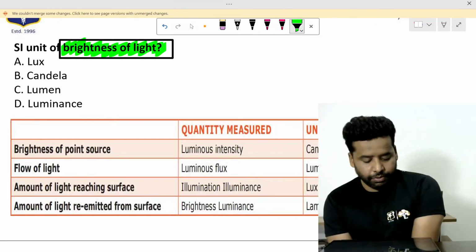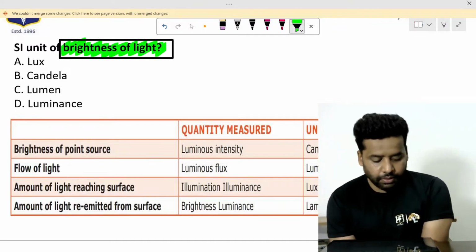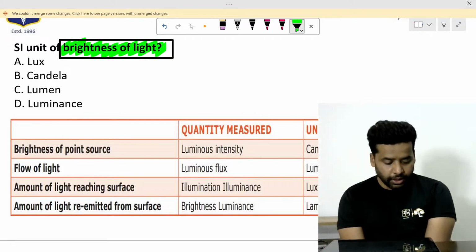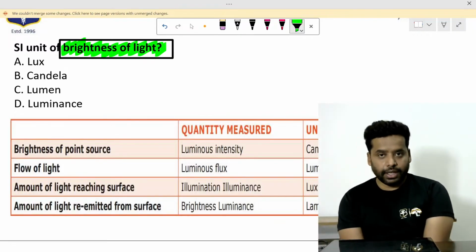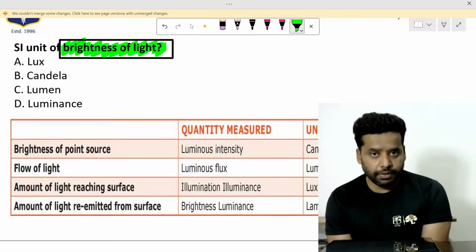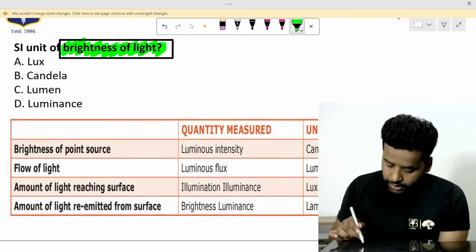So, brightness of a point source. Remember like this: when a candle is burning, that is where light starts. So candle, that is very important. So it is candela.